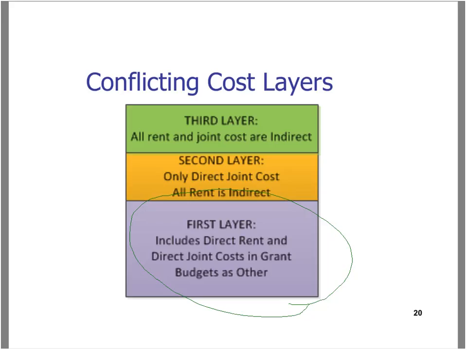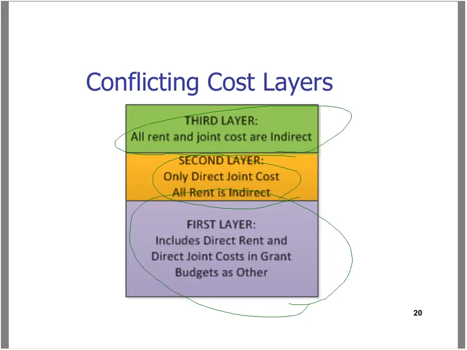The second layer, which we put as orange in the middle of the slide, they had joint costs that were still direct on a bunch of jobs, but the rent was not permitted to be charged direct, so it wound up indirect. And in the third, the highest level, they had both rent and joint costs that could only be charged indirect. There were no jobs in that grouping, or projects, excuse me, where rent could be charged direct, or joint costs could be charged direct.